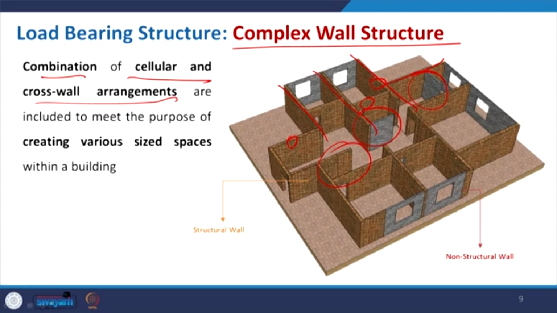Sometimes, based on our need, or maybe it was not planned initially, in a subsequent period we will impose something more, like we modify the plan and create such small spaces as per our requirement. Then we can go with this complex wall arrangement system. Now, come here, we will see some photographs where this load bearing structure is being used.